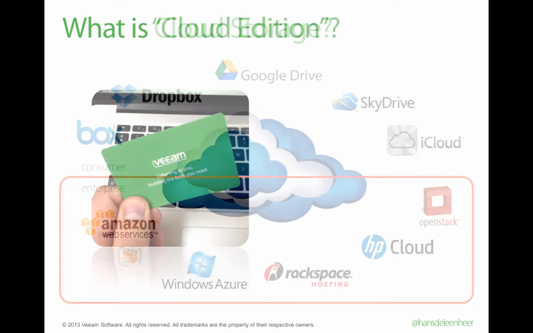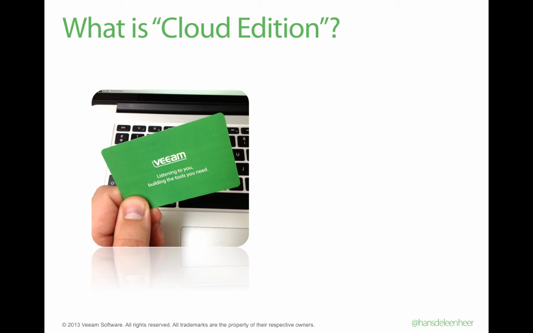So we've just released Cloud Edition. What is Veeam Backup and Replication Cloud Edition? If you look at the business cards, this is my business card, and one of the things that I like about it the most is that Veeam is listening to you, building the tools you need. So we have been listening, and one of the things that we heard a lot from our current customers and partners is, once you do a Veeam backup, I only have one copy of that backup file. Could you please give us a solution to get that backup of my production servers somewhere else?